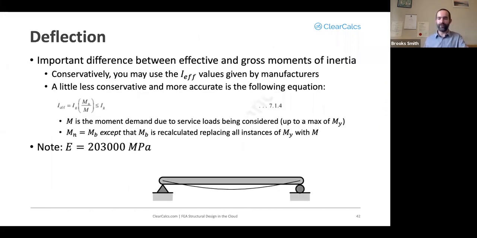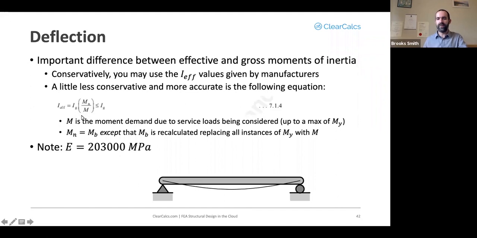And finally, deflection of your cold form steel beam. There is an important difference in cold form steel between the effective and the gross moment of inertia. Manufacturers, if you're using a standard section, will always give you an I effective. You can always use that value. It's going to be conservative in many cases, but you can always use that. If you want to be a little more accurate and a little less conservative, you can use the equation here to calculate what I effective is based upon a scaling of the gross moment of inertia.